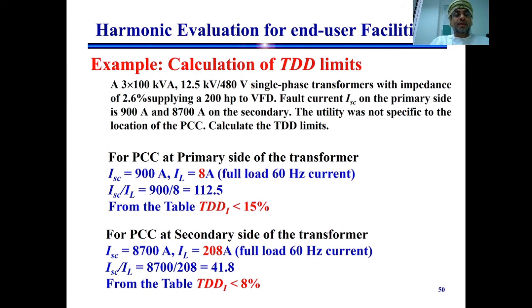So in this example we have three single phase transformers. The transformer is rated at 100 kilovolt ampere per single phase. So we have a transformer, and it has this voltage level. This is 12.5 kilovolt at the source side.